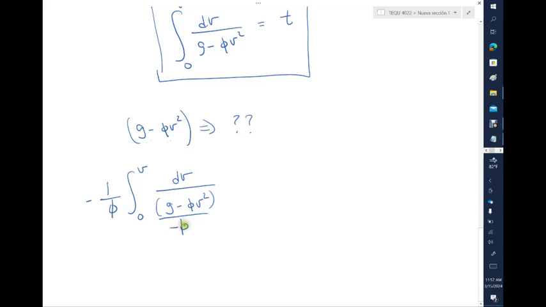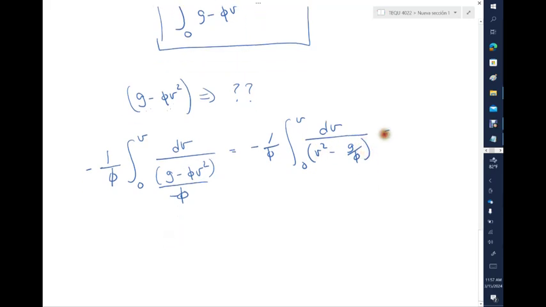But doing so will make this equation easier to deal with, in that it will look more like this. You divide by minus phi, this ends up being v squared here, but then you move this g over phi down here. Perfect. And remember, all that is equal to t.